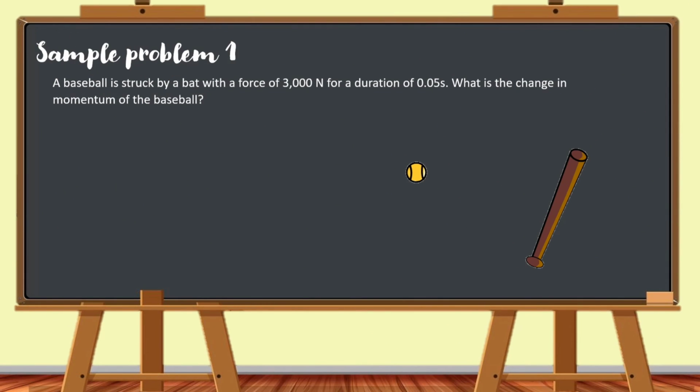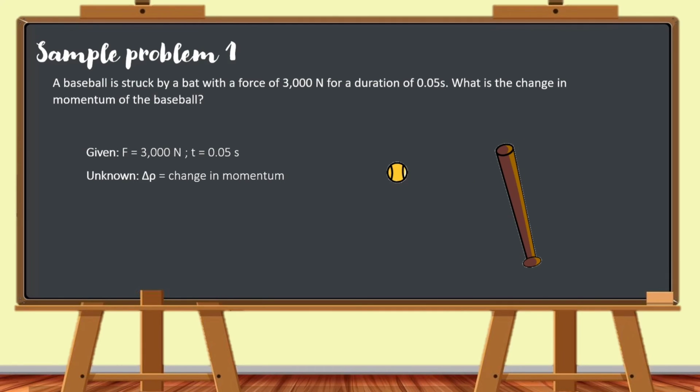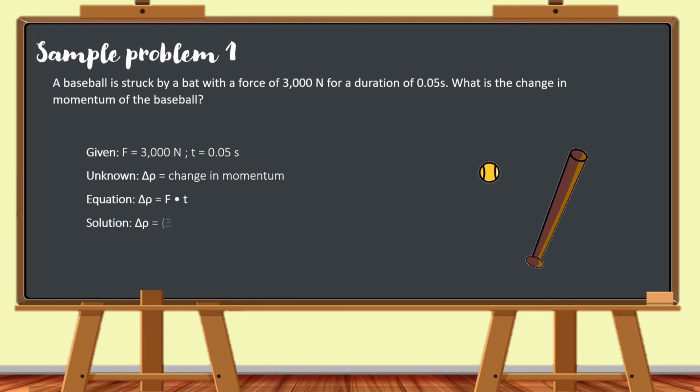Now let us have a sample problem. A baseball is struck by a bat with a force of 3,000 Newton for a duration of 0.05 seconds. Now what is the change in momentum of the baseball? For the given, we have force equals 3,000 Newton, time equals 0.05 seconds, and the unknown is the change in momentum. The equation for the change in momentum is force multiplied by time. For the solution, 3,000 Newton, which is the force, will be multiplied by time, which is 0.05 seconds. And the answer is 150 N·s or 150 kilogram meter per second.